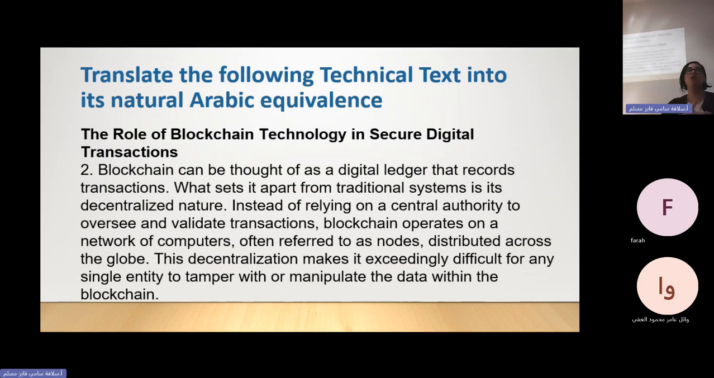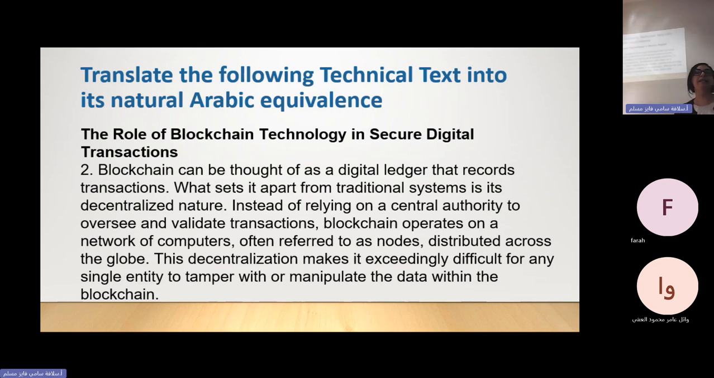Distributed across the globe. شو another word for كلمة globe? The world. Okay? This decentralization makes it exceedingly difficult. مش ضروري تترجموا كل كلمة. Okay? If you don't know the word, skip it or use another simpler word. Exceedingly difficult for any single entity to tamper with.